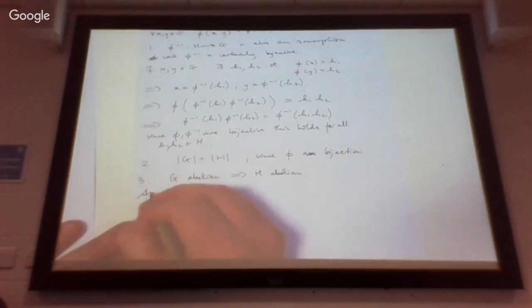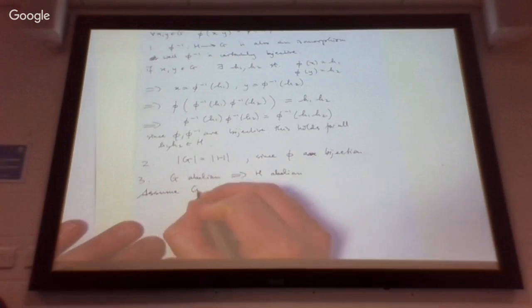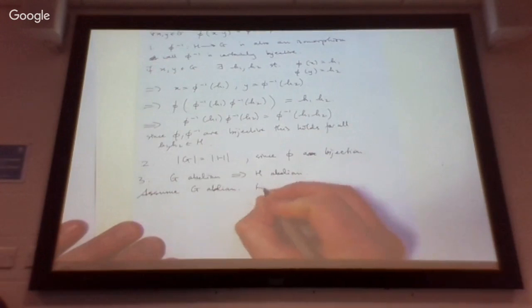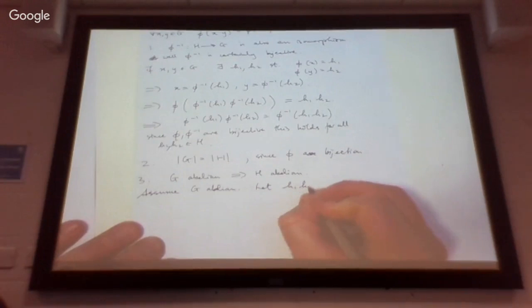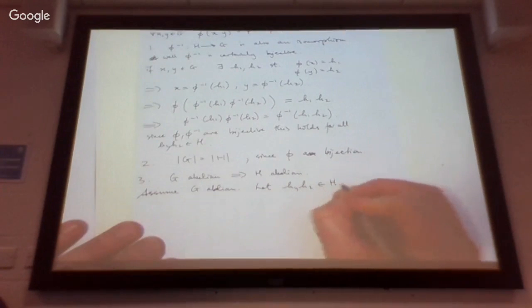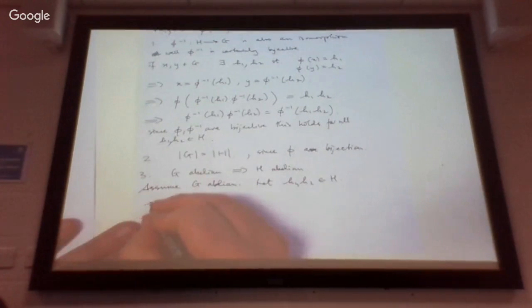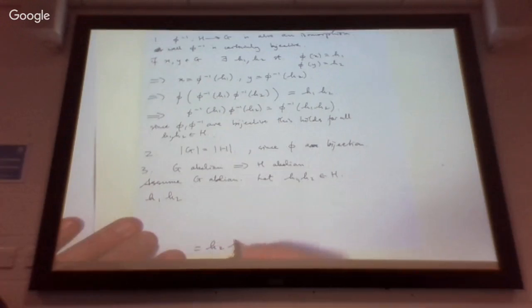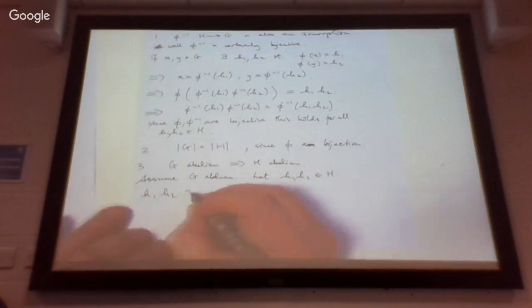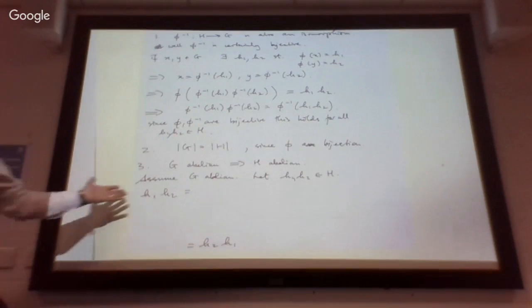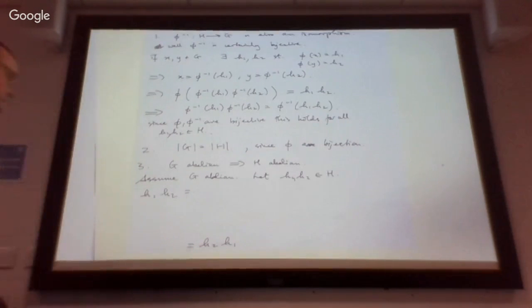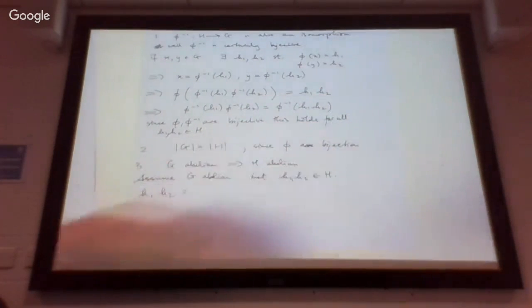So we assume G is abelian. We let h1 and h2 be elements of H, and what we want to show is that h1 times h2 is equal to h2 times h1. If we can show that, then that will show that H is abelian. And we do it by pulling it back into G.